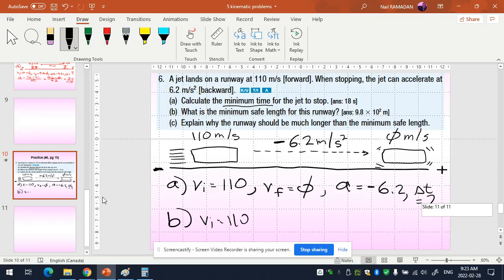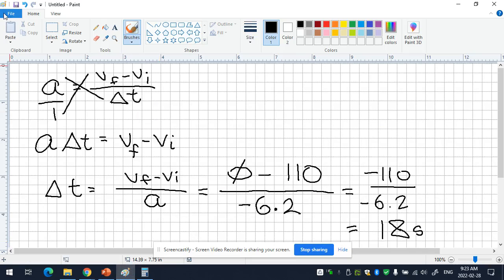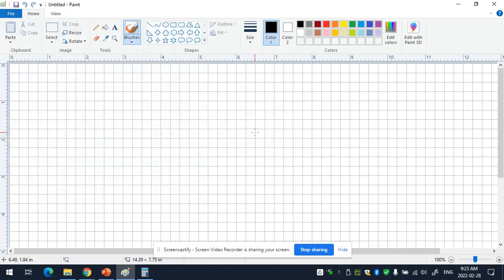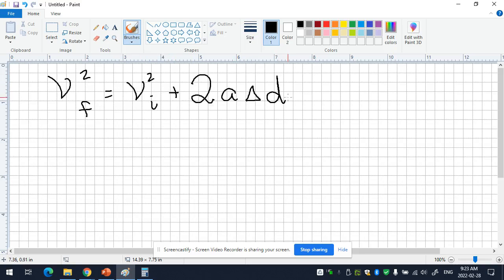So that means VI equals 110, VF equals 0, A equals negative 6.2, delta D equals question mark now. Delta D? Yeah, delta D, right. Okay. Can someone tell me which equation again? Which number? 5. Okay. VF squared equals V initial squared plus 2a delta d.